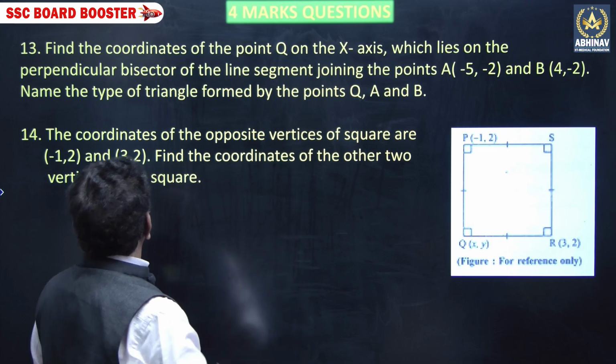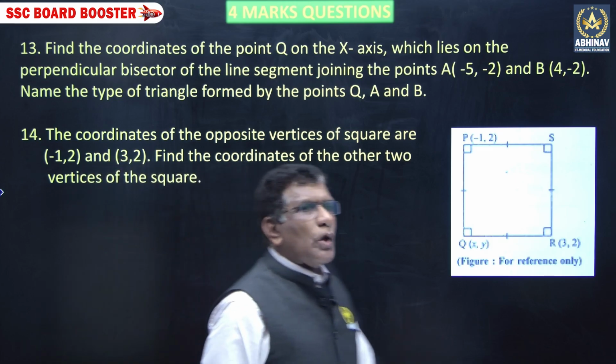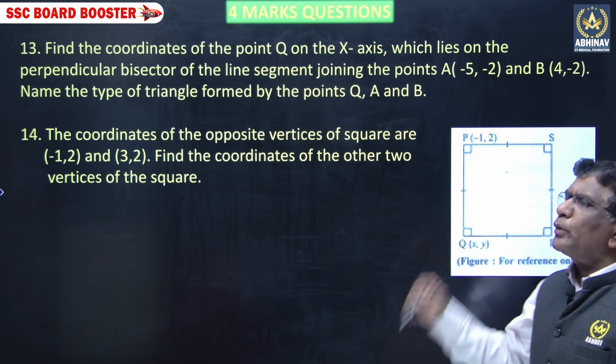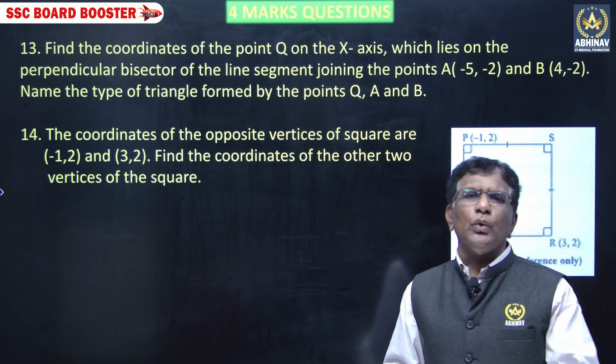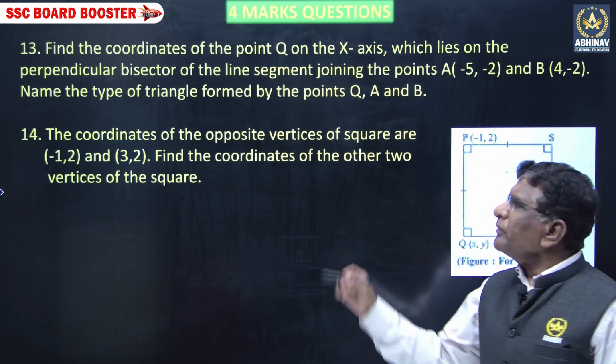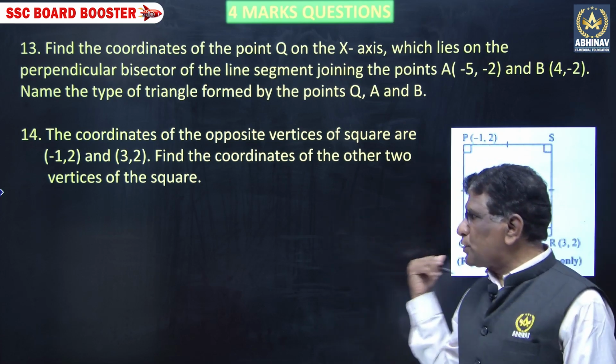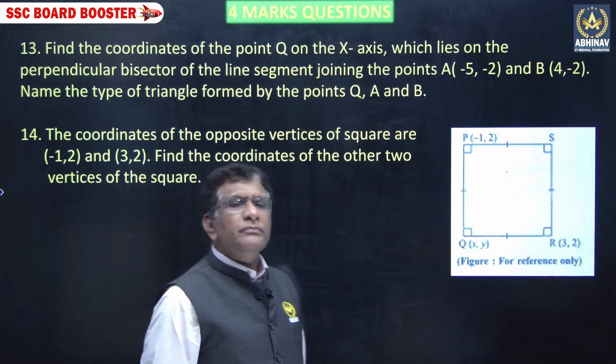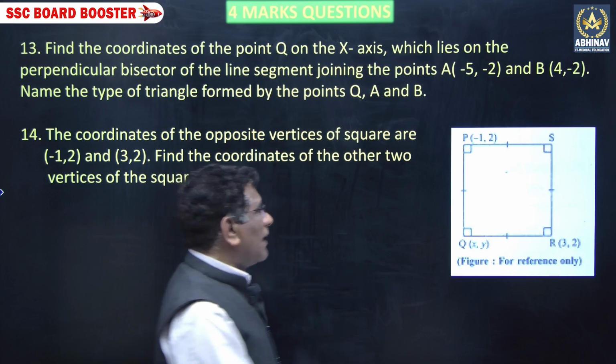In one of these examples, the coordinates of the opposite vertices of the square are given here, and we have to find the other two vertices also. They are as shown in the figure. This figure is shown here. So we have to go through the figure and try to solve this example.